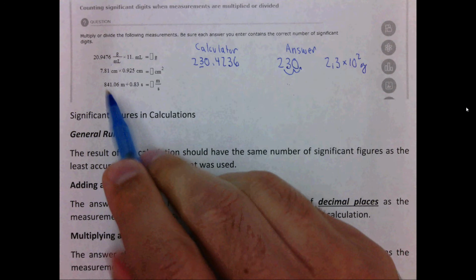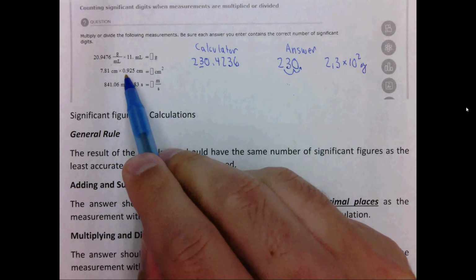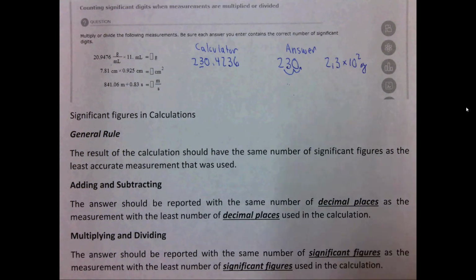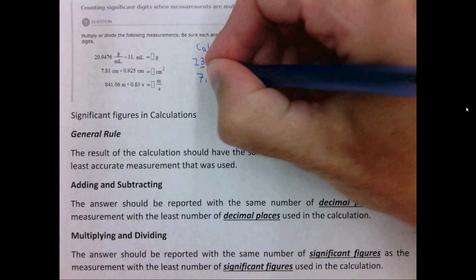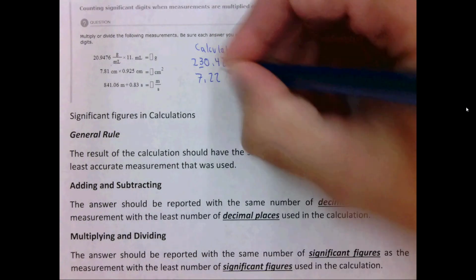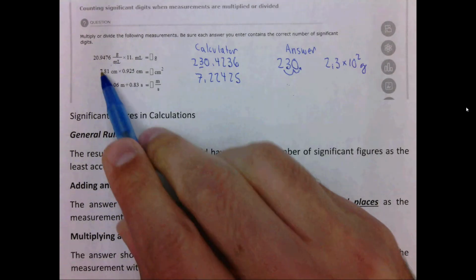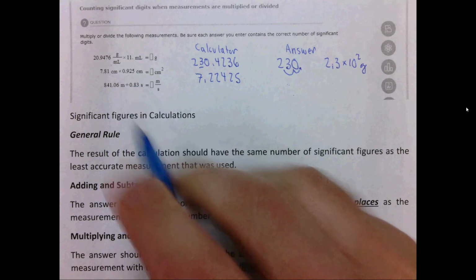In the next case, we have 7.81 centimeters times 0.925 centimeters, and we want to know how many centimeters squared we get. When you do this in the calculator, you get 7.22425. And this has three significant figures, and this has three significant figures. So our answer should have three significant figures.